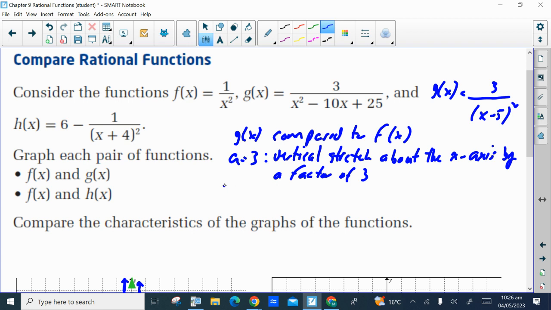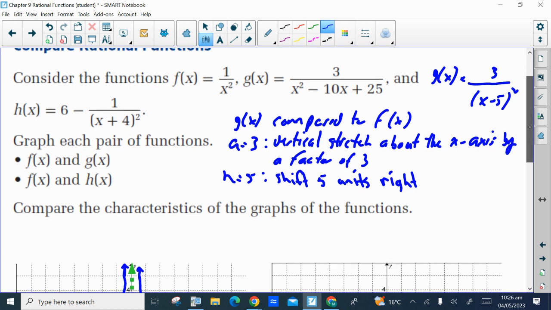So we're going to have an h value of positive 5, which will shift the graph 5 units right, including our asymptote. Our asymptote will be at x equals 5. That's our non-permissible value. When x equals 5, the denominator will be 0.